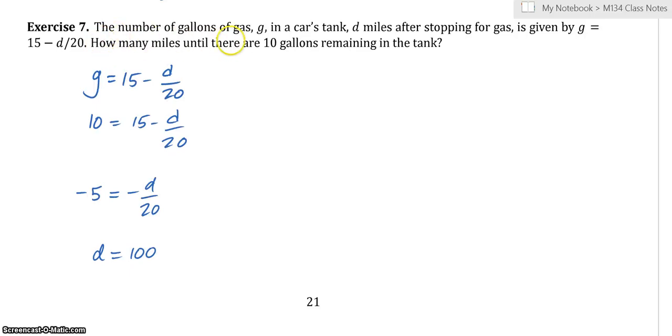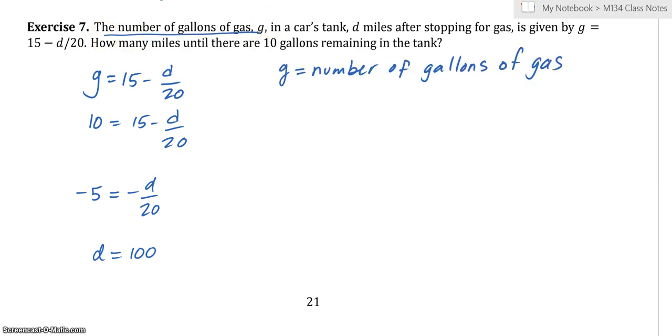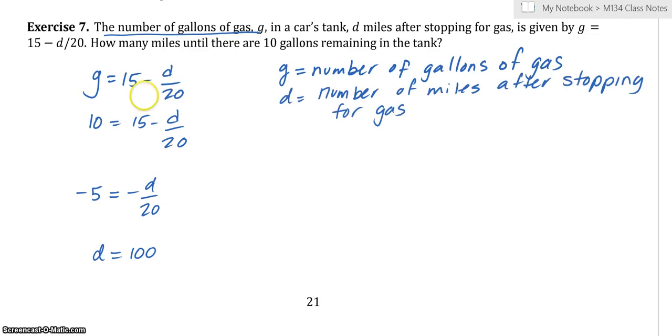The gallons of gas, G, so we know this is the number of gallons of gas in a car's tank, D miles after stopping for gas, is given by this formula. So I wrote the formula down. How many miles? So we want to know, this one is a question mark, how many miles? That's the variable. Until there are 10. This is going to be 10 gallons. So I put in the 10 for the G.